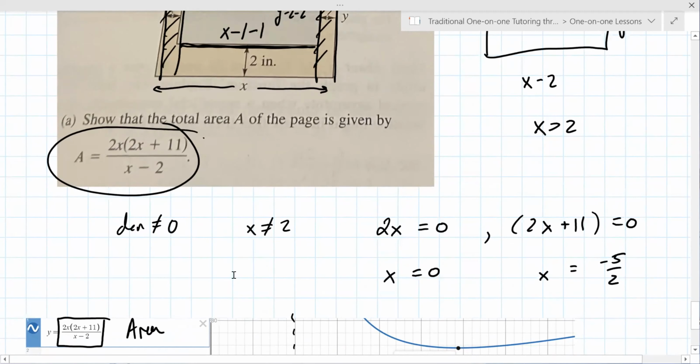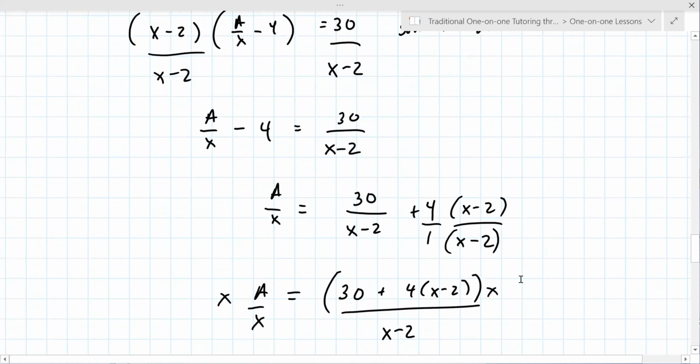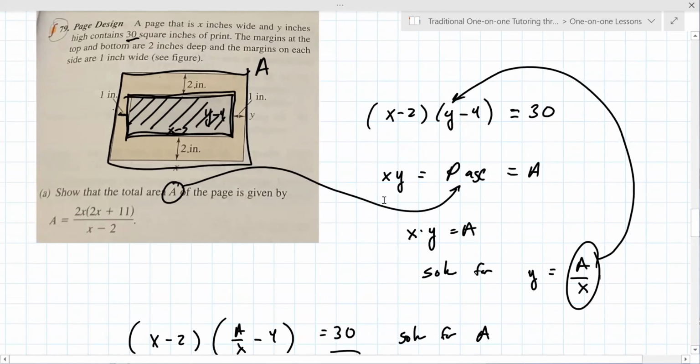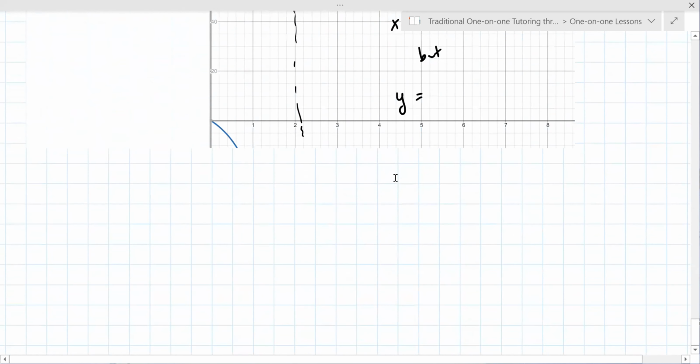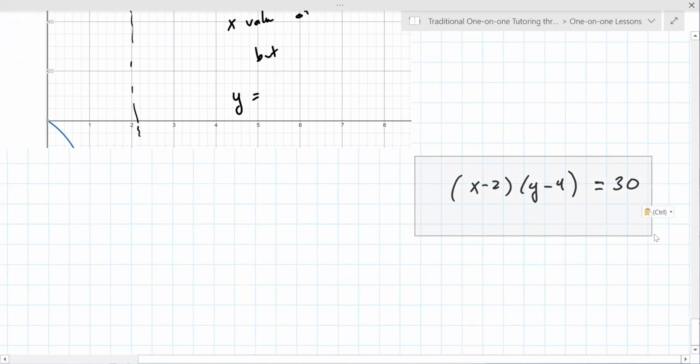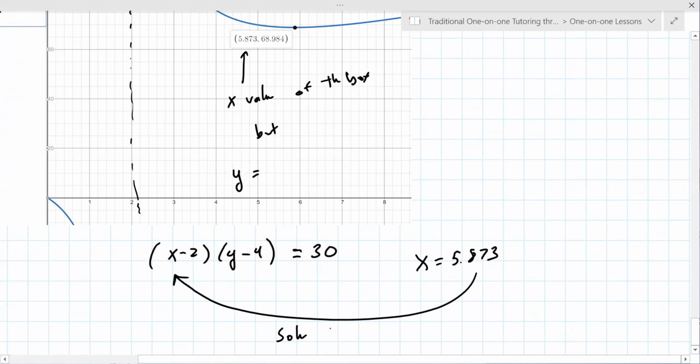So to get Y, you don't use that value. To get Y, you go back to Y equals, what was it, 30? You go back to this equation here to solve for Y. So you take this and you say, oh, I know my X is 5.873. You plug that in there, and then you solve for Y.